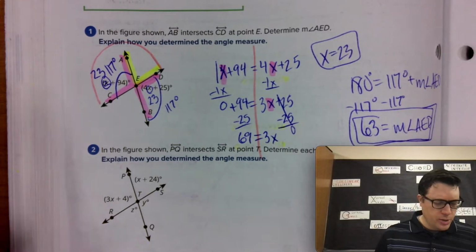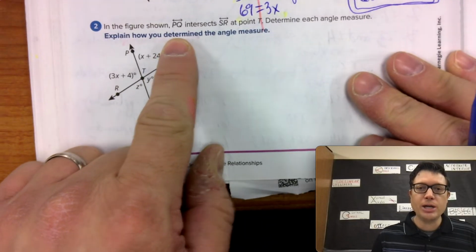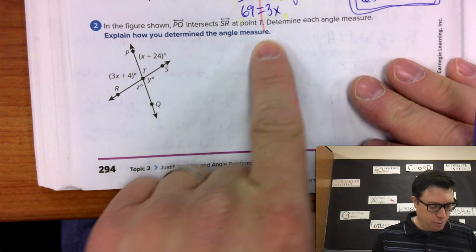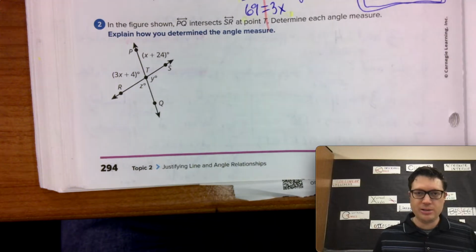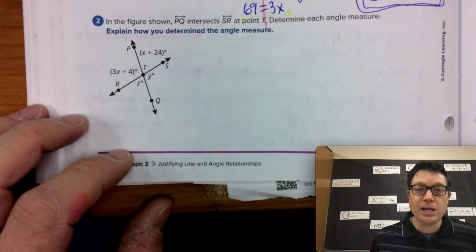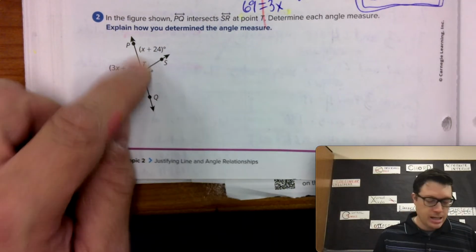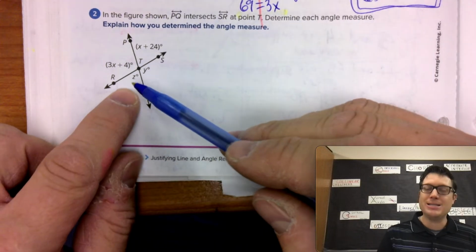Let's do question 2. In the figure shown, line PQ intersects line SR at point T. There it is. It said so. You can see the picture. You can read the sentence. It does. Determine each angle measure. So the angles that we need to figure out, we need to figure out how big X is, then how big Y is, and then how big Z is.